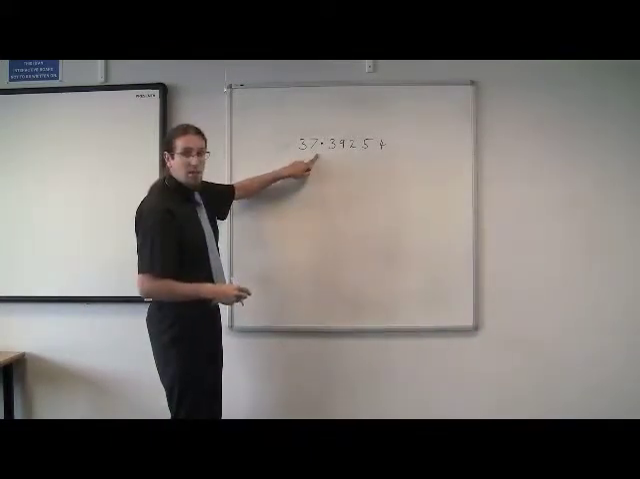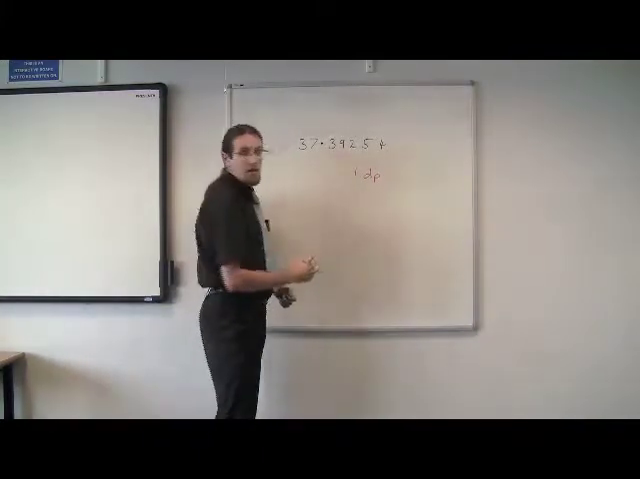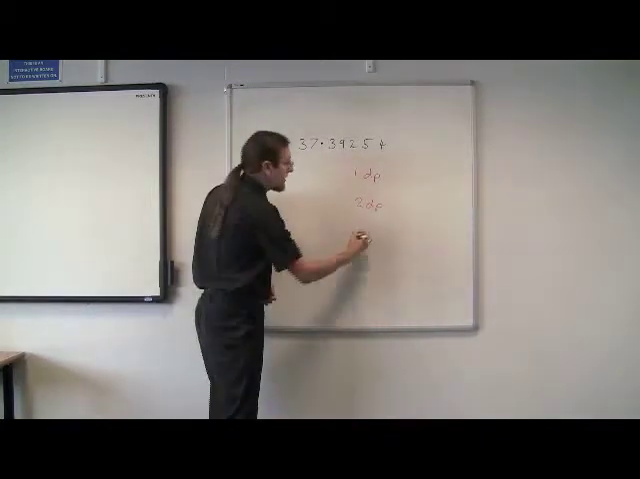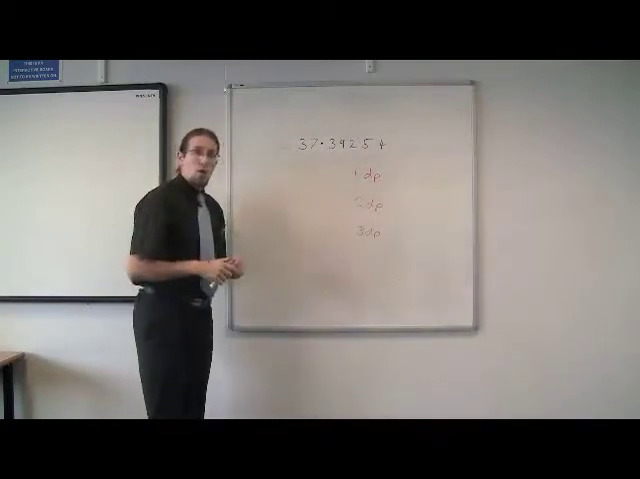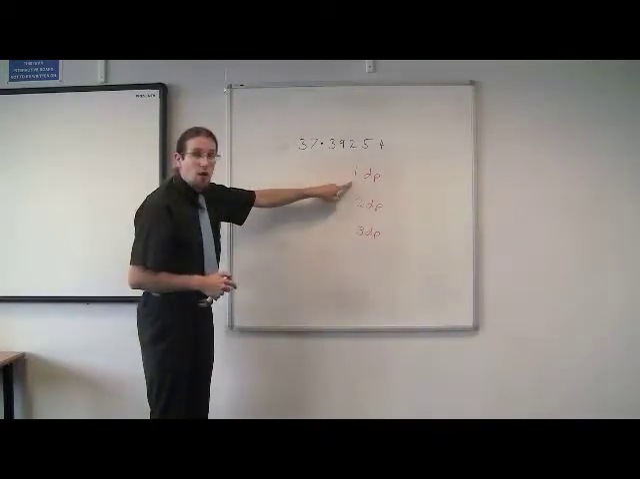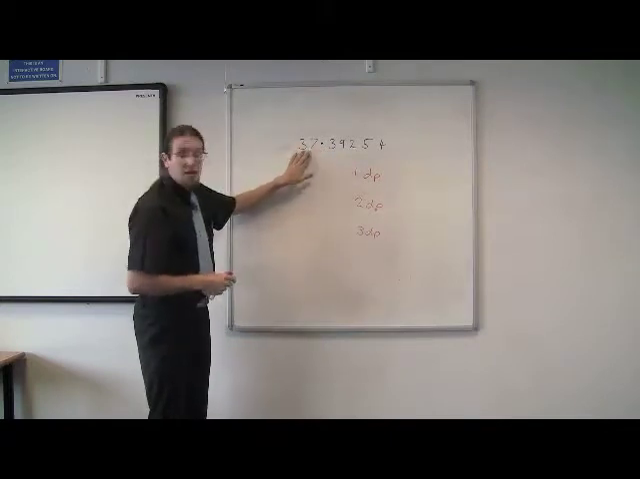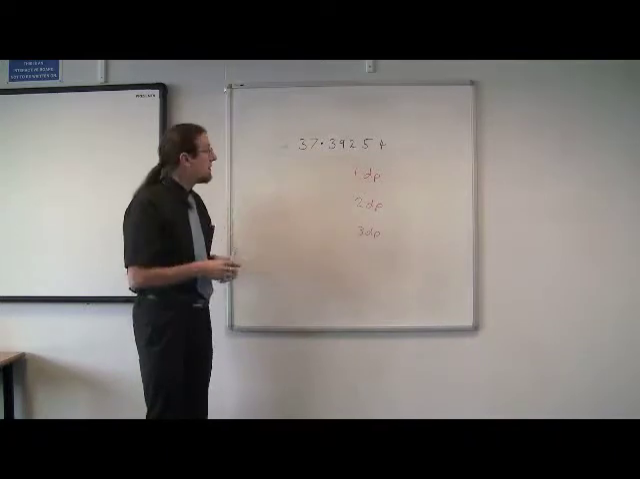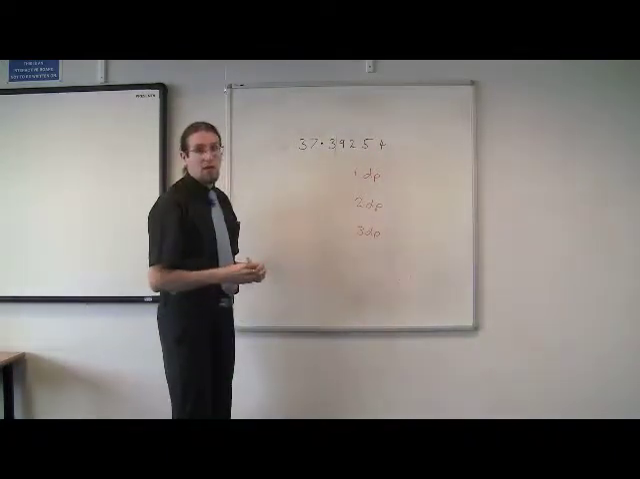We're going to take this number and round it first of all to 1 decimal place. Then we'll have a look at it to 2 decimal places, and finally 3 decimal places. 1 decimal place means you need 1 number after the point. So we're always going to have 37 point something. It's what those somethings are that we're interested in. So 1 decimal place. That's where the number's going to cut off.